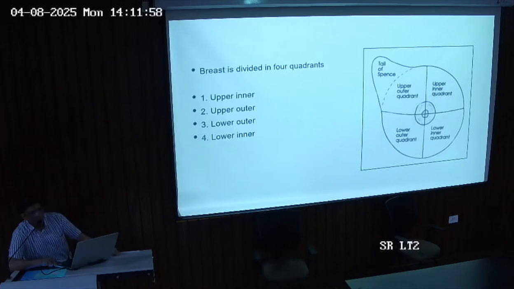Now, broadly it is divided into four quadrants: upper inner, upper outer, lower outer and lower inner. And in the axilla there is the axillary tail of Spence, which is an extension of the breast only. Now the question which is asked is, in which quadrant are there maximum chances of malignancy? Can anybody tell? It is the upper outer quadrant. Why? Because there is the axillary tail of Spence, the tissue is more, so the incidence is more in this quadrant.